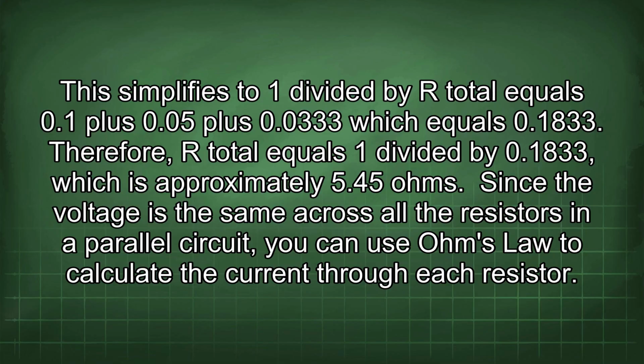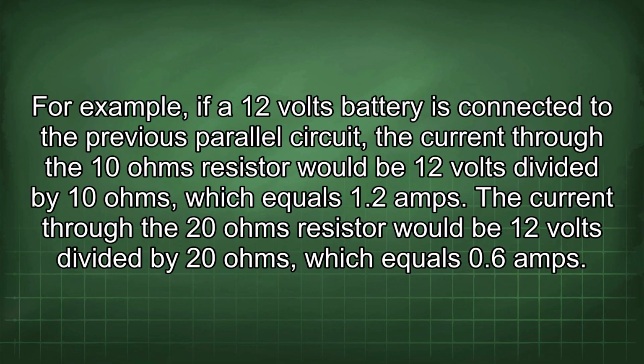Since the voltage is the same across all the resistors in a parallel circuit, you can use Ohm's law to calculate the current through each resistor. For example, if a 12 volts battery is connected to the previous parallel circuit, the current through the 10 ohms resistor would be 12 volts divided by 10 ohms, which equals 1.2 amps.